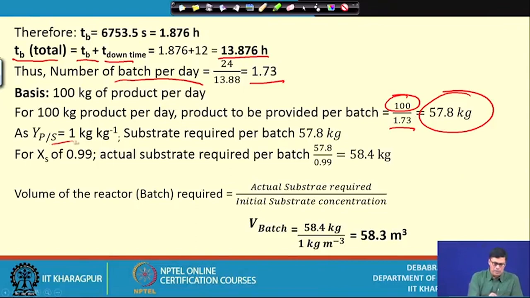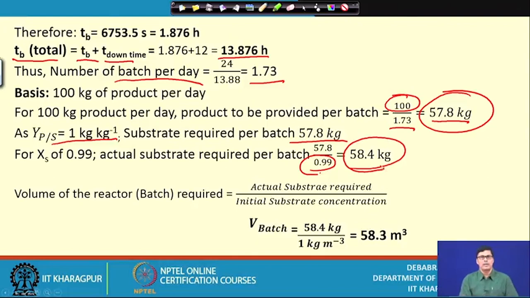Now, we already found out from the stoichiometry, 1 kg of substrate can give 1 kg of product. If it is like this, we can easily say that to get this much product, we require the same amount of substrate, that is 57.8 kg of substrate. But in this problem, the conversion efficiency has been given as 99%, am I right? So, this is to be divided by 0.99. So, the actual amount of substrate required will be 58.4 kg.